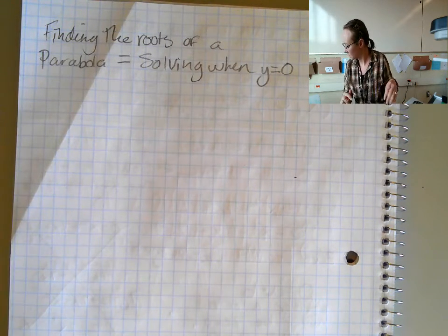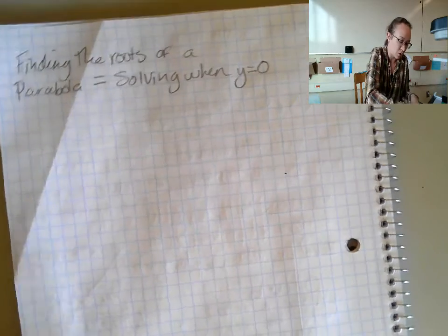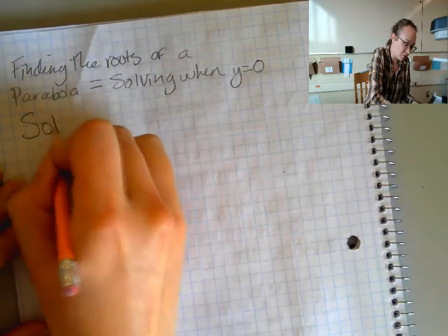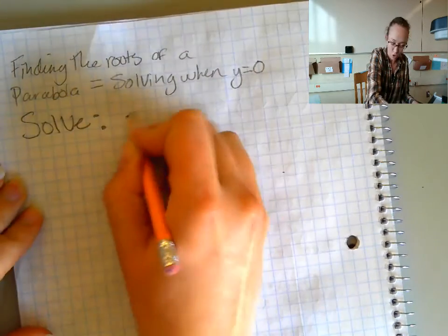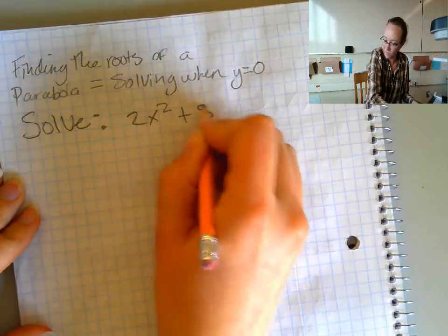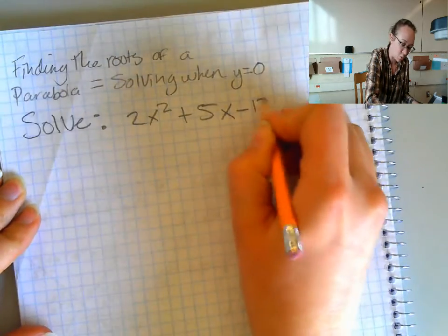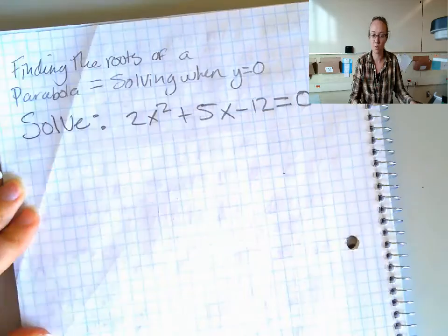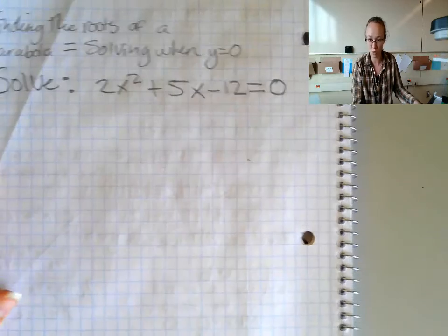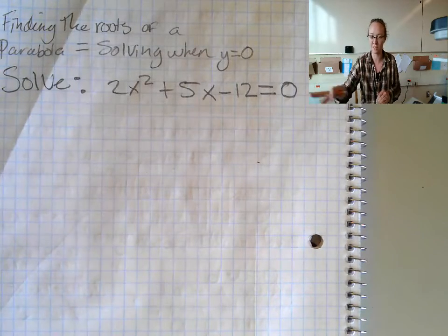Okay, let's do another example. This time, I want you to solve 2x squared plus 5x minus 12 equals 0. Solve that quadratic, please. Pause, see if you can figure out what to do.